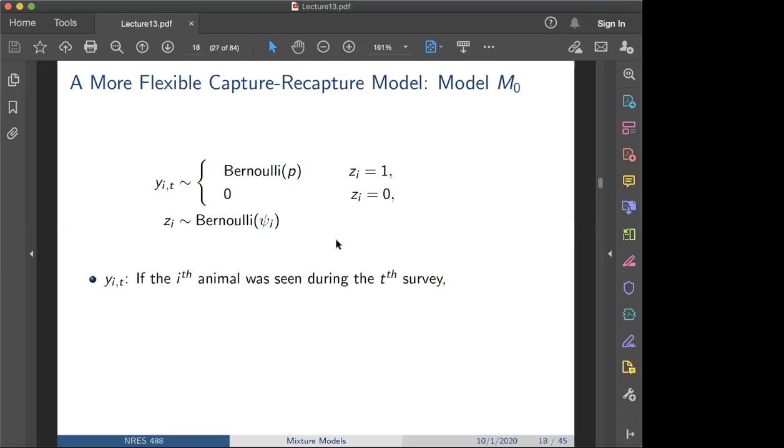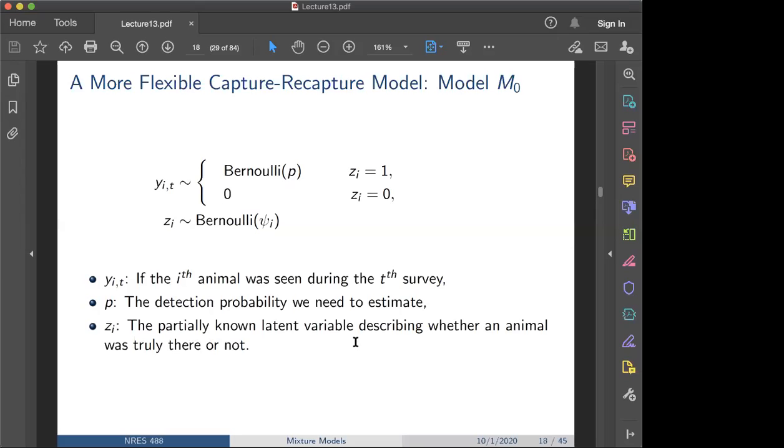So again, Yit, if the ith animal was seen during the tth survey. P is the detection probability that we need to estimate. We don't know what this is, but we have data Ys that are going to help us estimate that. How do we estimate P? Well, kind of naively, we're going to see some animals in the second survey that we're not going to see in the first one, and we're going to see some animals in the first survey that we're not going to see in the second survey. And by kind of comparing those relative numbers, that'll tell us something about the probability that we actually observe those animals.